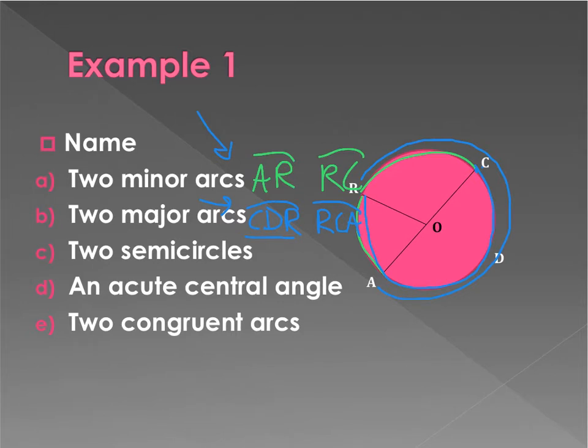Okay, next we need to name two semicircles. So that could be arc CDA and arc CRA.